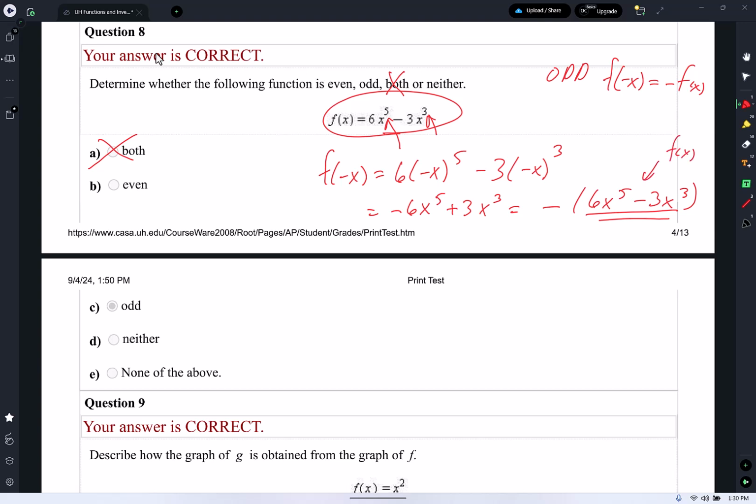So what I have here, I have f of negative x equals negative f of x. Is that an odd property? Yeah, it's odd.